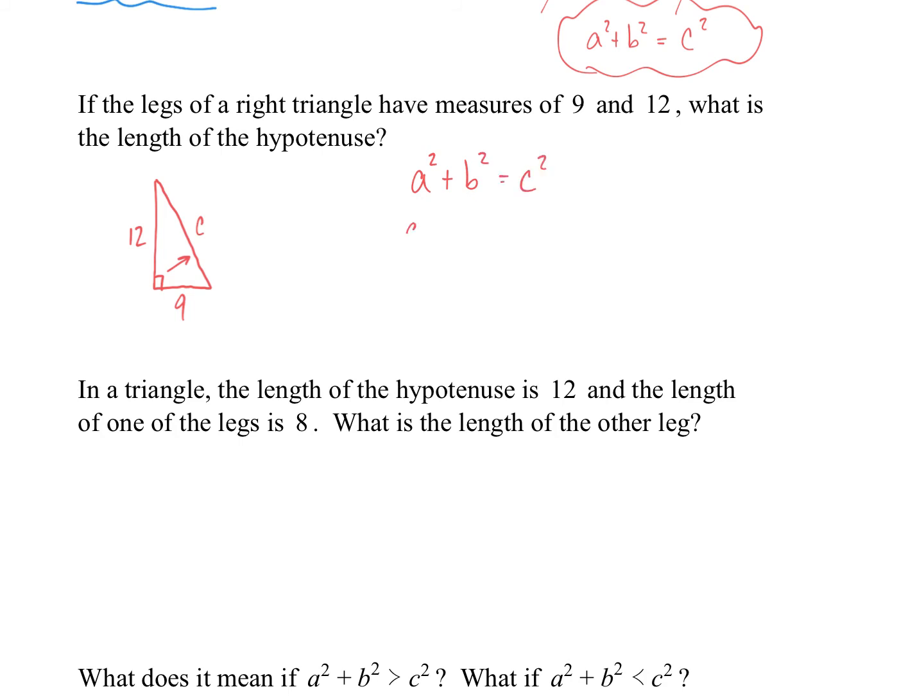So if I replace a with 9 and I replace b with 12, then I'll be able to figure out what c is. I do have to finish solving this though, so 9 squared is 81, 12 squared is 144. I can combine those and I'll end up with, let's see, 225. And now we're just solving this equation like we've solved many equations in the past. Go ahead and take the square root of 225, which means 15 must be the length of the hypotenuse.